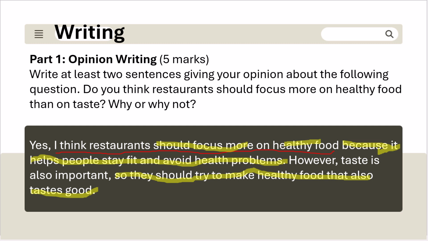However, you can also add other parts to it. You can show the contrast as well and you can restate your opinion. Okay, so this is how you can do your opinion part. That is the first part in your writing task. Okay, let's move on to the next part of the writing.